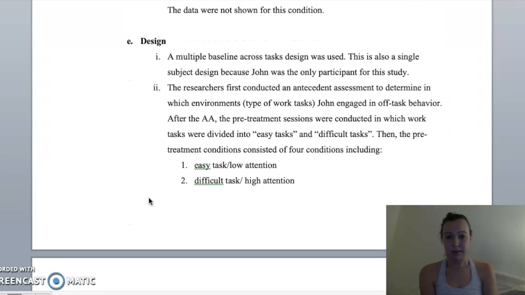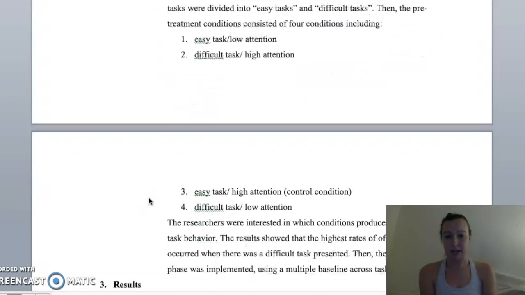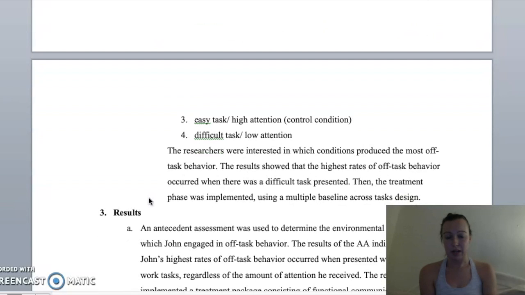The researchers wanted to see if attention had anything to do with the amount of off-task behavior that John had. So they looked at different conditions including easy tasks and low attention, difficult tasks high attention, easy tasks high attention, and difficult tasks low attention. They were interested in which conditions produced the most off-task behavior, and the results show that the highest rates of off-task behavior occurred when a difficult task was presented, regardless of the amount of attention. Then the treatment phase was implemented using a multiple baseline across tasks design.